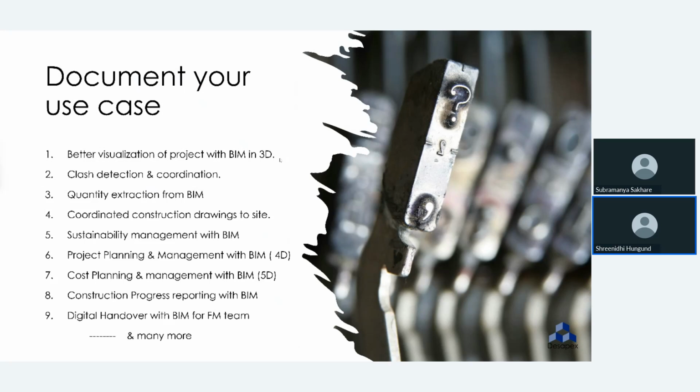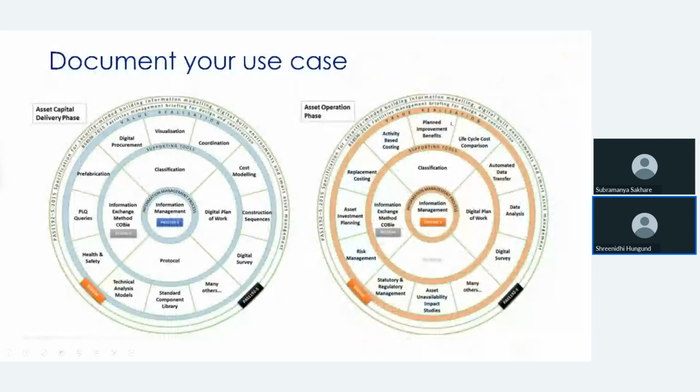So what are we aiming for in this project? It should be clear. This is a standard pictorial representation. When we are talking about the asset capital delivery phase, what are all the use cases which we can target? And when we are talking about the asset operational phase, what are all the use cases which we can target? And then, what are the supporting tools?